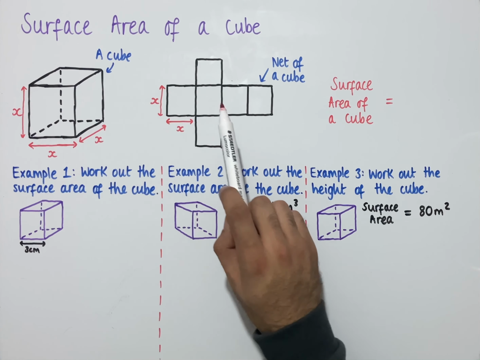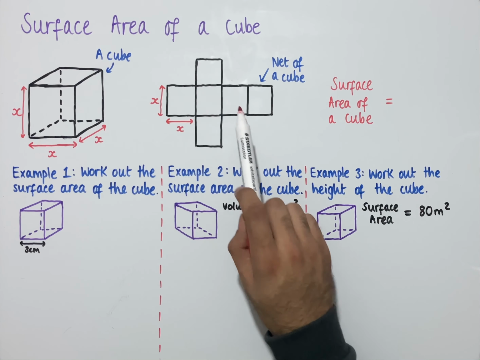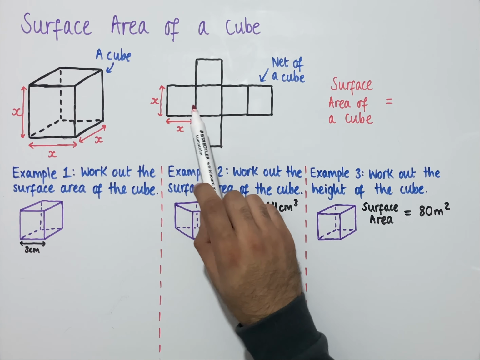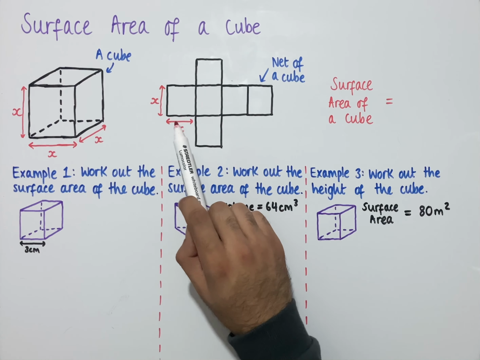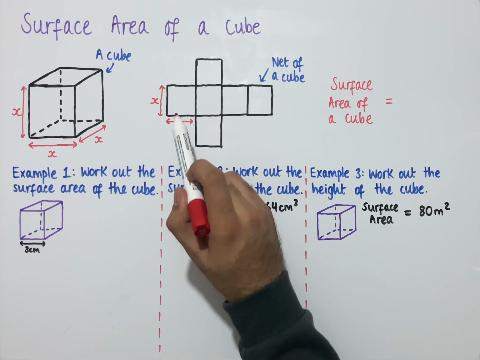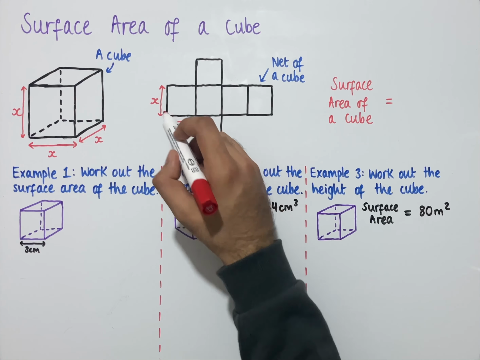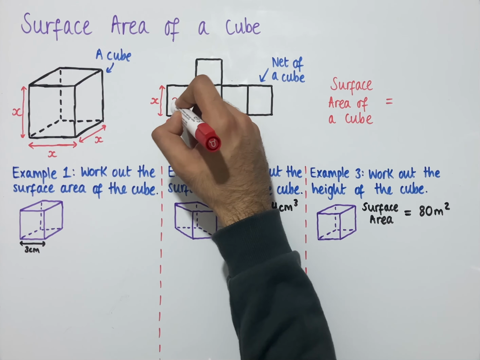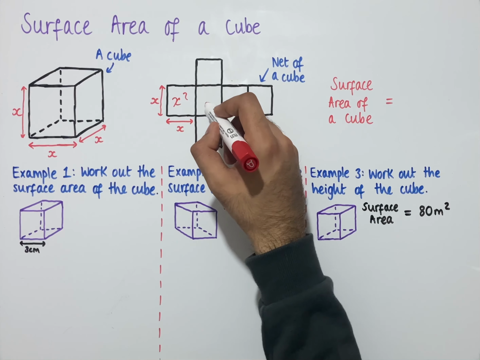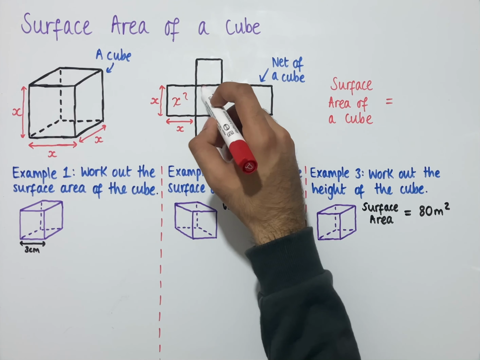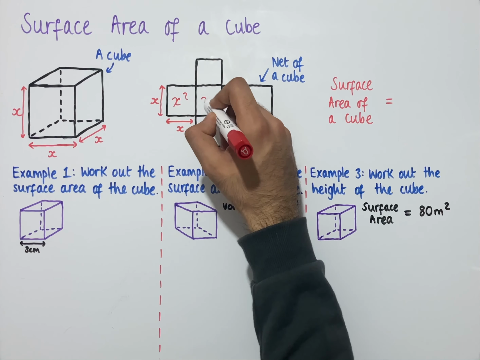And so if we look at the net of a cube, we have 6 faces in total where each of these are squares, and we have a length and a width of x. So to work out the area of this first square, we would do x times x, which gives us x squared. And likewise, if we wanted to work out the area of the next square, we would do x times x, which is x squared.